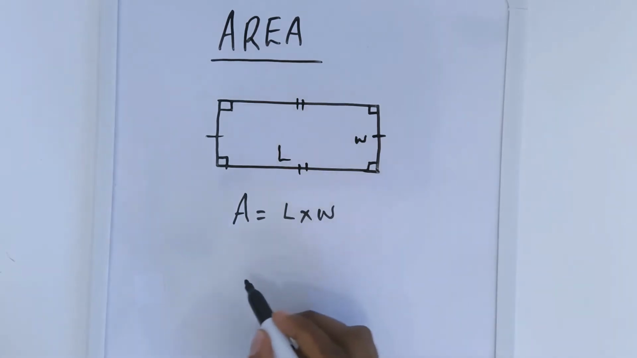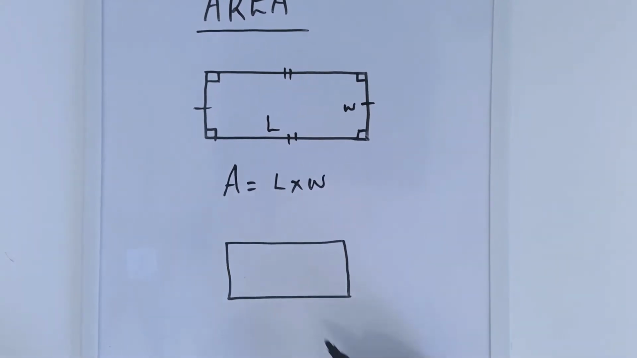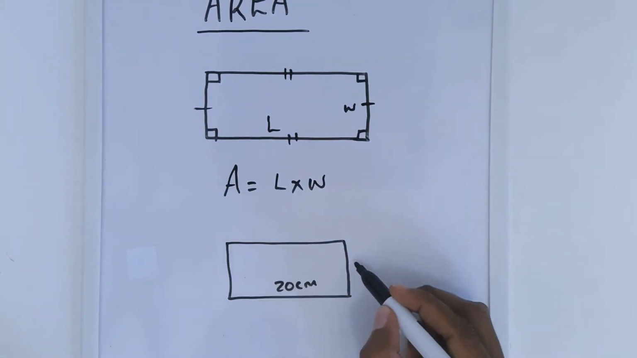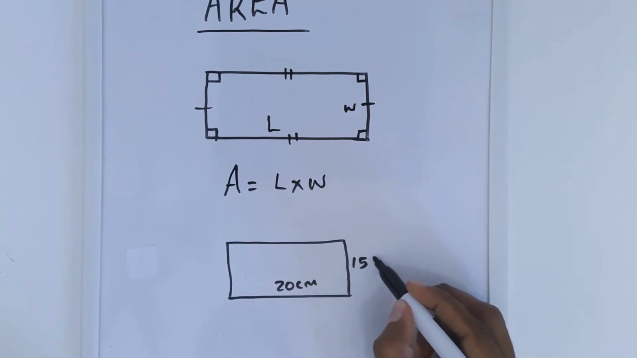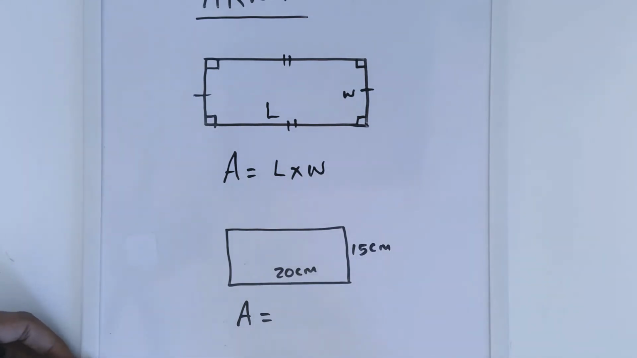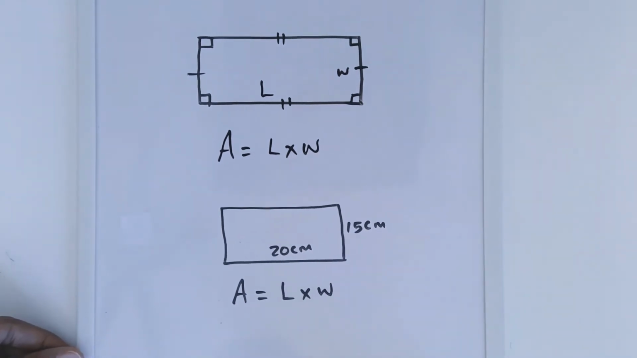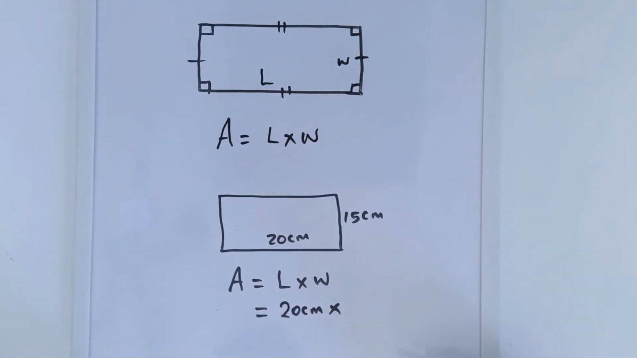So if, for example, we have a rectangle that has a length of 20 centimeter and a height of, say, 15 centimeter, then the area of that rectangle is equal to length times width. That is the first step. Always first step is you write down your formula. The next step is to find the values for the sides. What is length? In this case, it is 20 centimeter multiplied by what is your width? Your width is 15 centimeter.